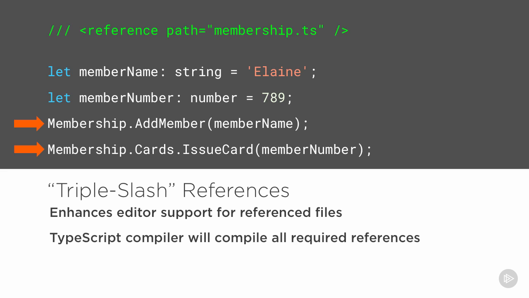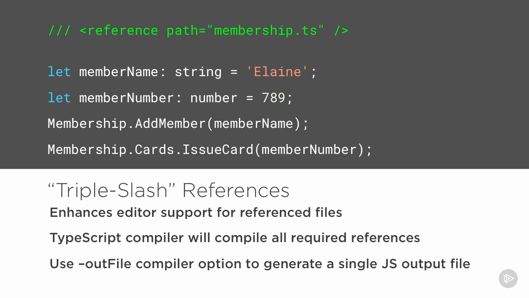The second thing it does is tell the compiler what additional files must be compiled in addition to the present one. For example, if the code you see here was in a file named app.ts and I just told the TypeScript compiler to compile that file, it would see the reference to membership.ts and automatically compile it as well since it's required by app.ts. By default, each of the TypeScript files would still be compiled into their own JavaScript file.